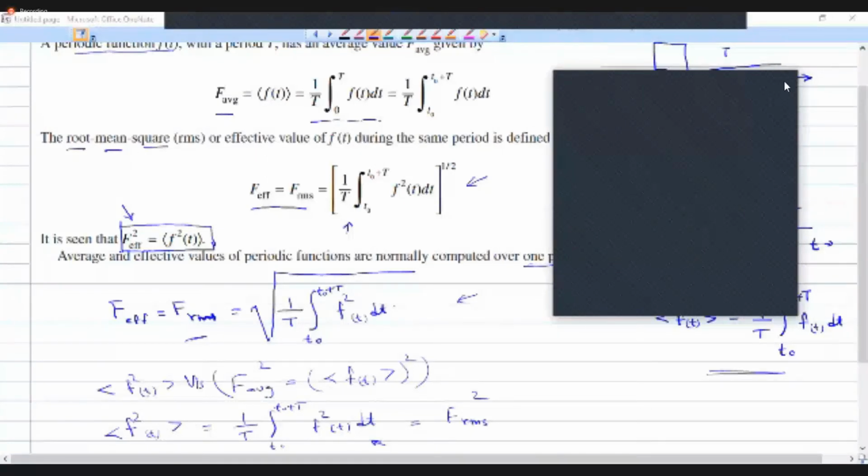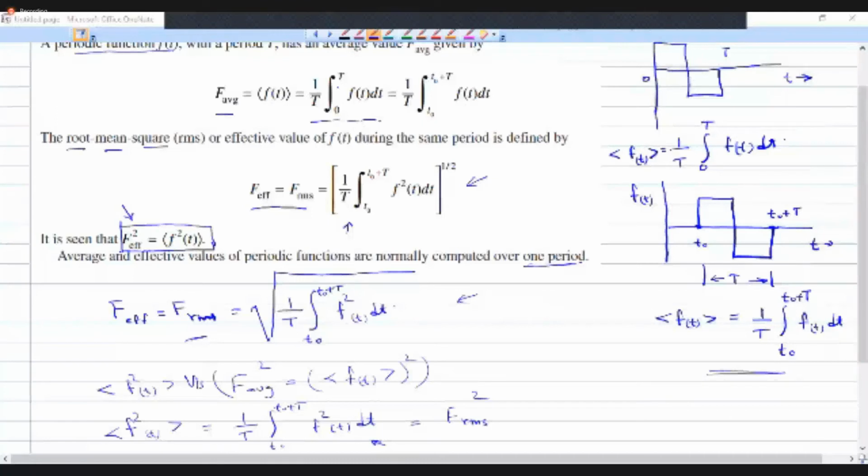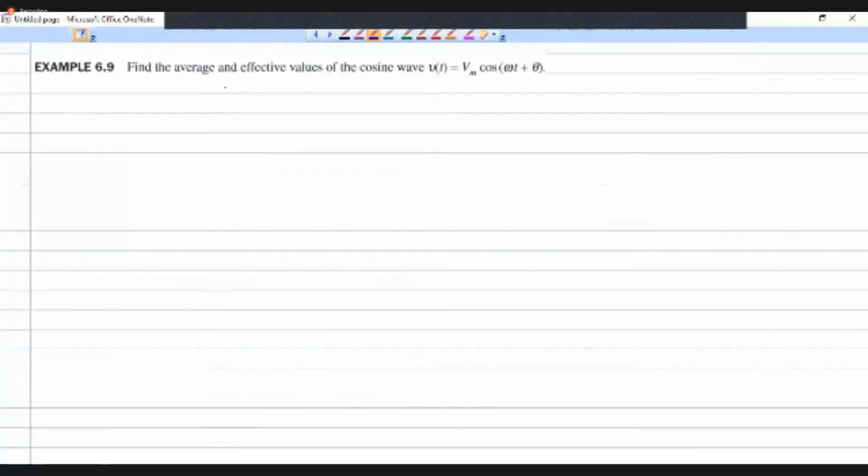Okay, now let's move on. So find the average and effective values of the cosine wave. V of t is equal to Vm cos(omega t plus theta).